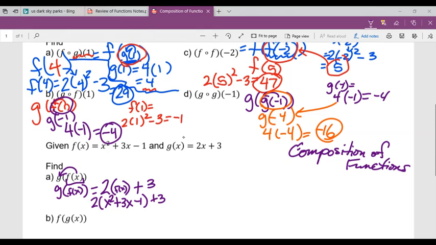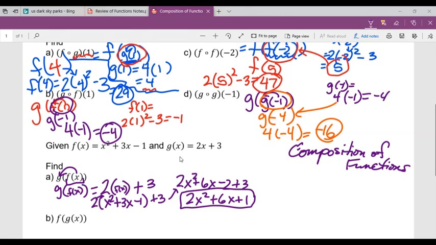So now I'm going to simplify this. I would distribute: 2x squared plus 6x minus 2. Don't lose this plus 3 out here. Combine like terms. So I would get 2x squared plus 6x plus 1. Final answer here. Okay, so I just distributed this.